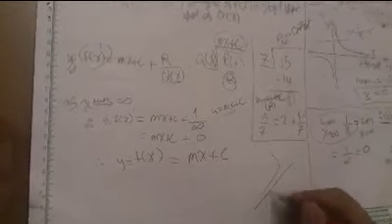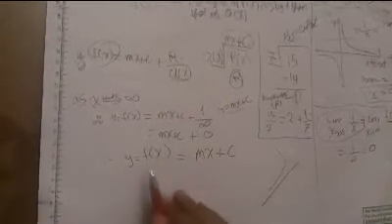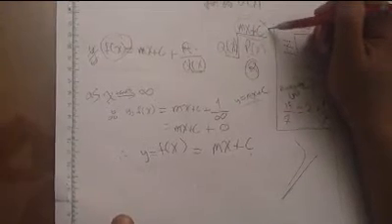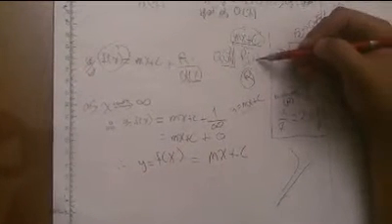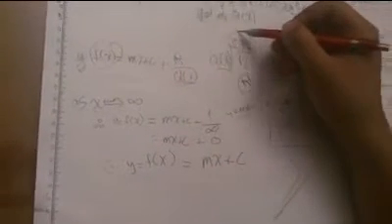Remember that this is a function. This is a slant asymptote for it. The function is mx plus c. It's the function of any line, but for a certain function we get its slant asymptote by the division, and the quotient is the slant asymptote.